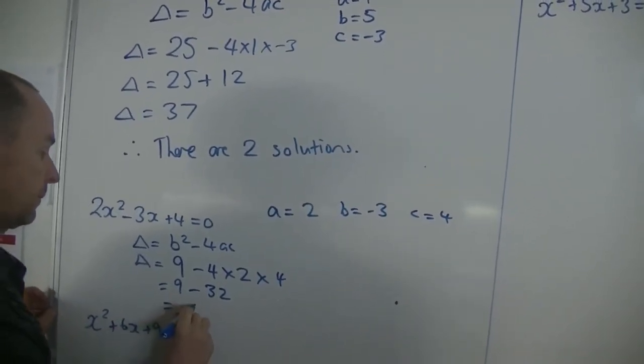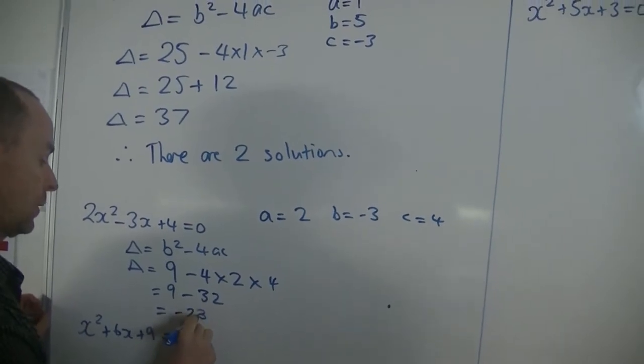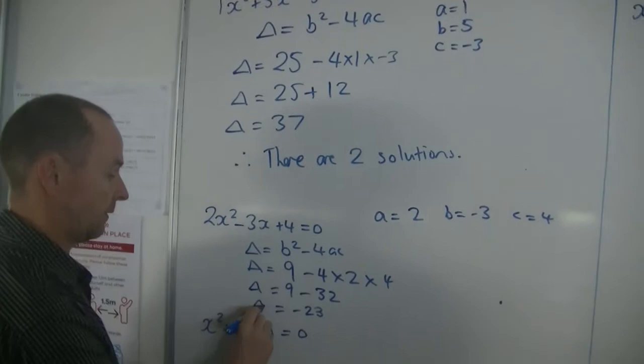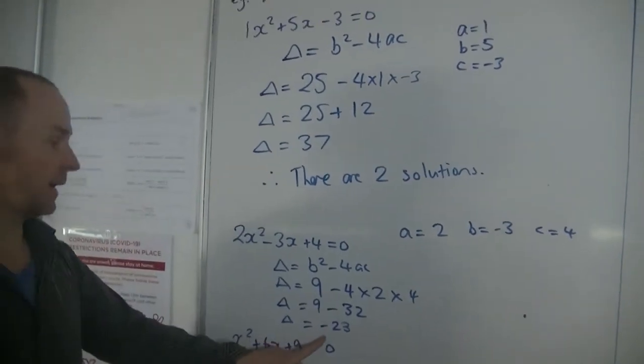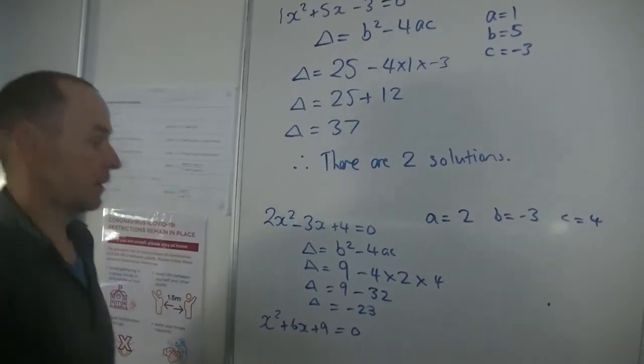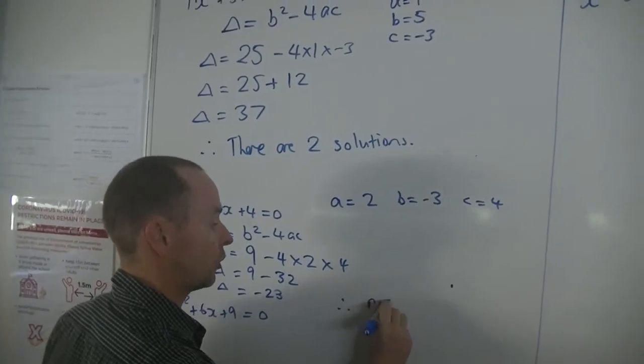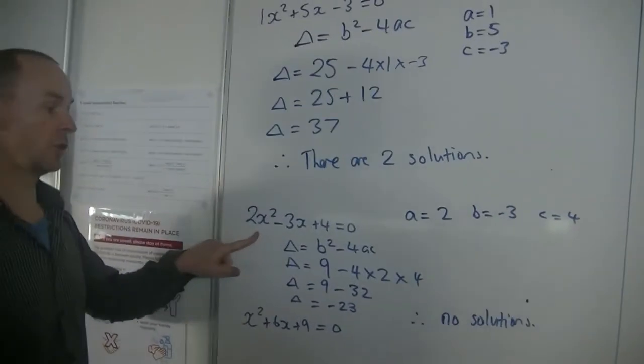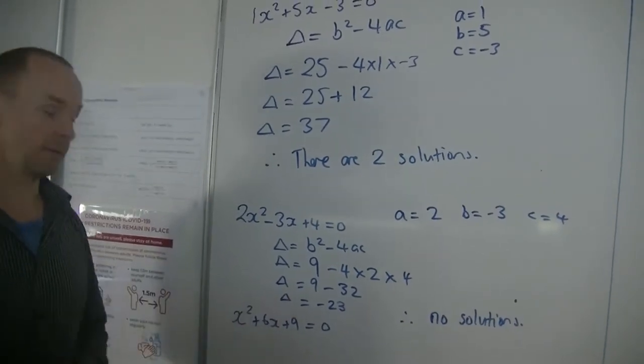Negative 23. Okay, so our discriminant is negative 23. So what does that mean? You say here, therefore, there are no solutions. So there are no solutions to this equation because the discriminant is negative.